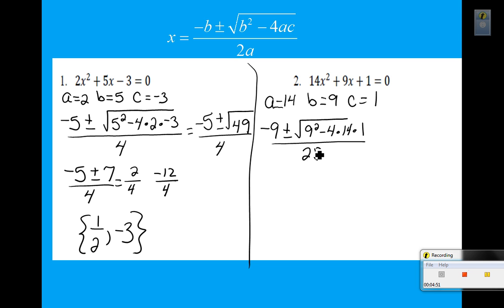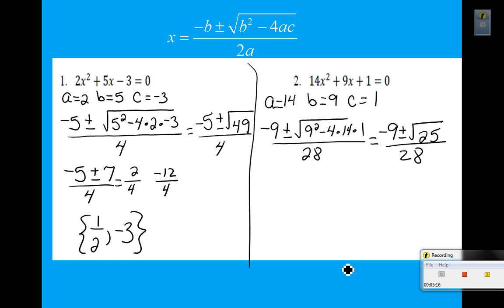Now, just a trip down memory lane. If this number right here is negative, you need to put that in parentheses. And then I'm going to go negative 9 plus or minus something over 28. You've got to go get that something. So you're going to go 9 squared minus 4 times 14 times 1, and you should get 25.